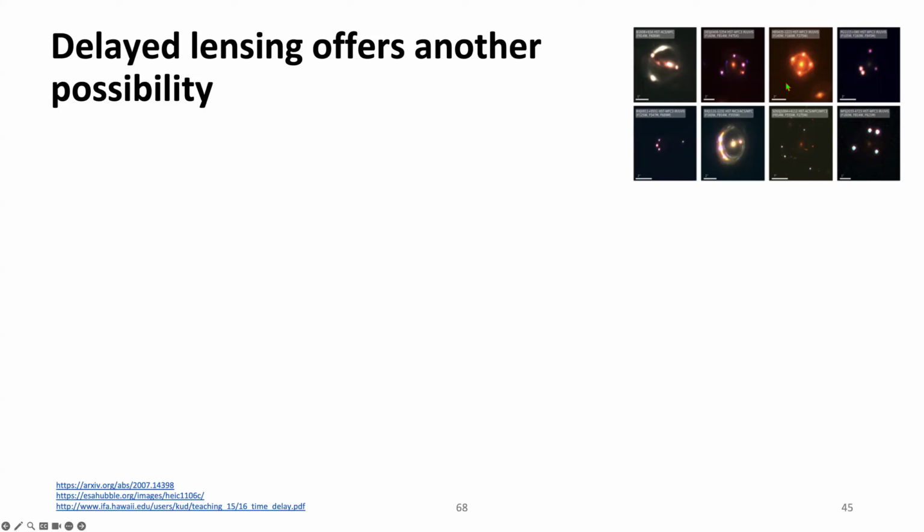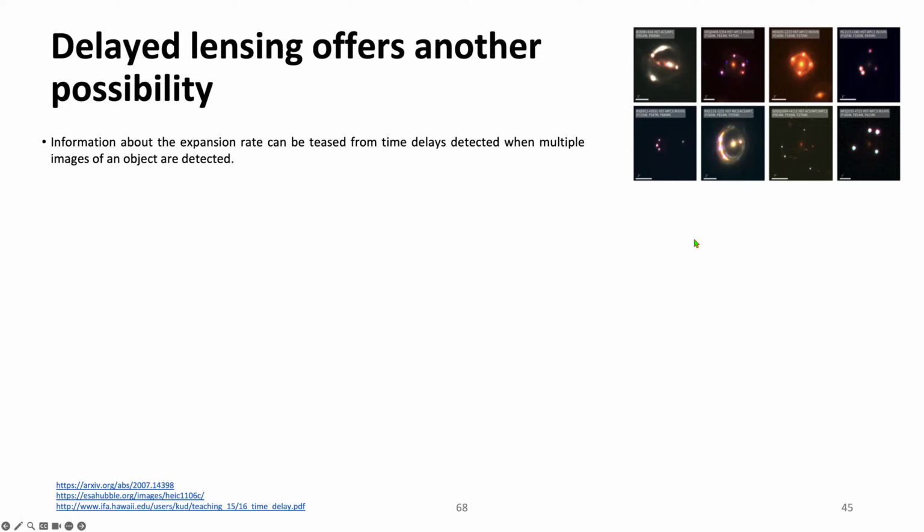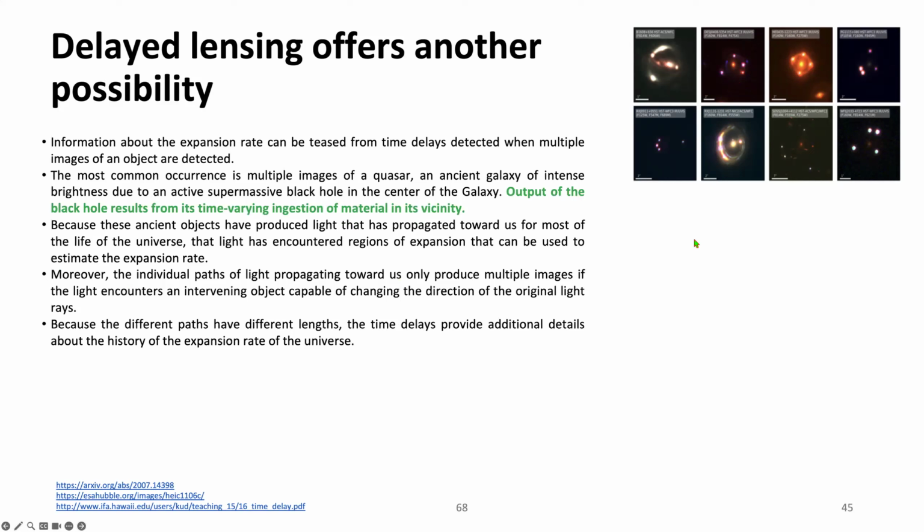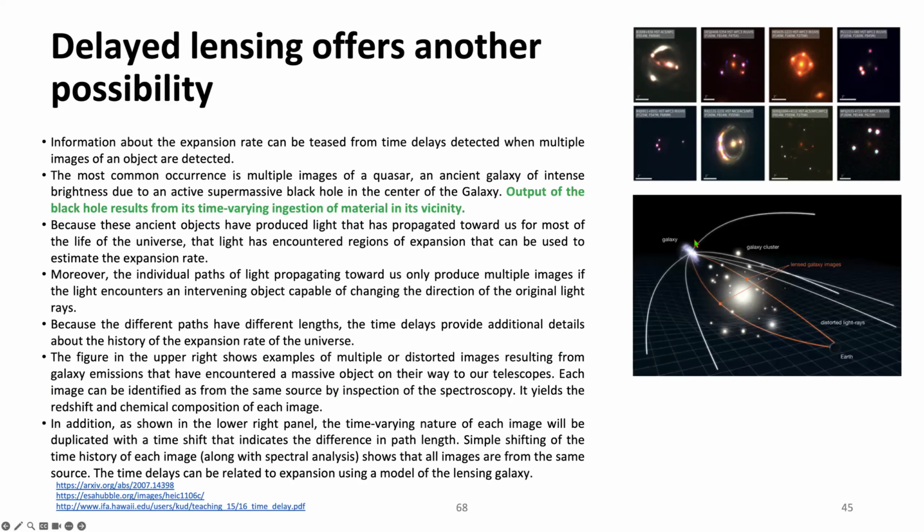And by looking at the spectra of these, we can tease out the chemical composition, and they all have the same chemical composition. But we have another tool in our toolbox, and that's delayed lensing. Let me show you that. There's some words here I'll talk about.